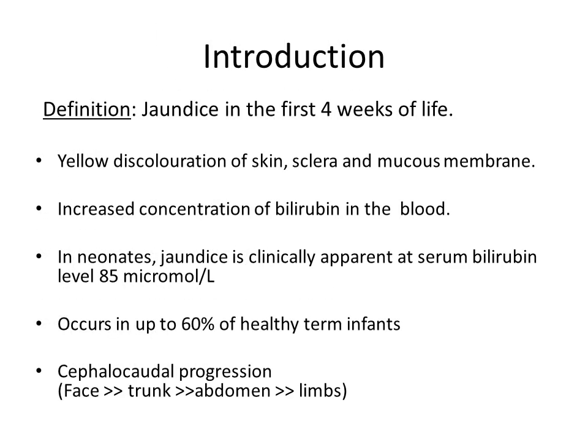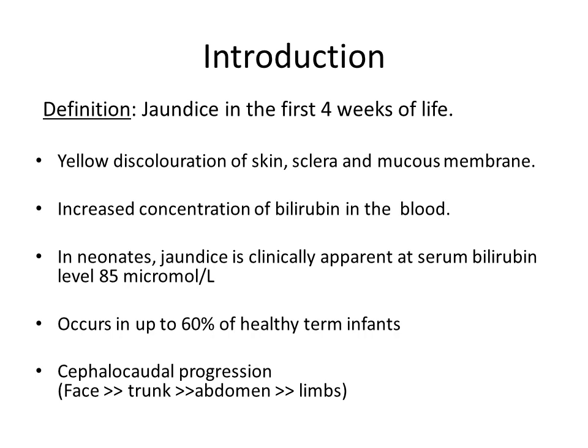For the introduction, neonatal jaundice is defined as jaundice occurring in the first 4 weeks of life. It manifests as yellow discoloration of the skin, sclera and mucous membrane. It results from an increased concentration of bilirubin in the blood. In neonates, jaundice is clinically apparent when serum bilirubin is 85 micromole per liter or more. It is a common condition which occurs in up to 60% of healthy term infants.